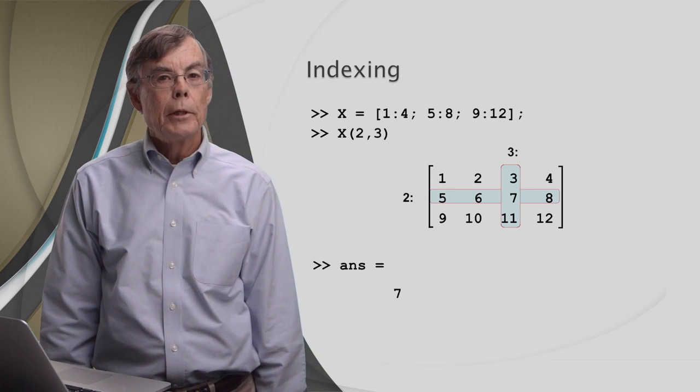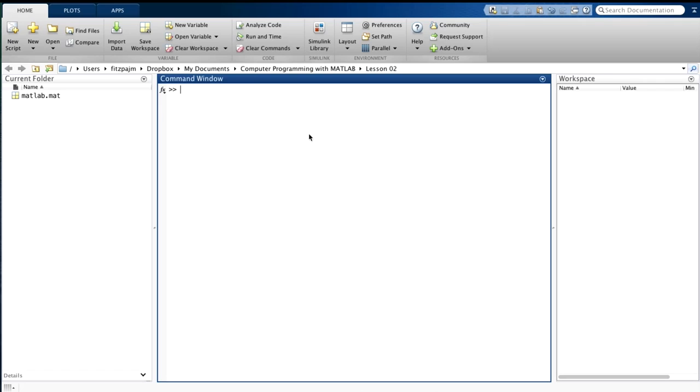Okay, let's do this same example again, but this time let's do it in MATLAB. We said x = [1:4; 5:8; 9:12]. Note how we've used the colon operator to save typing. We could have done it the hard way, which would have been x = 1, 2, 3, 4, 5, 6, etc. I'm not even going to do that. It's just too much work, but the colon operator works perfectly.